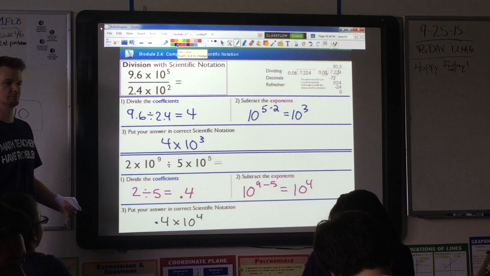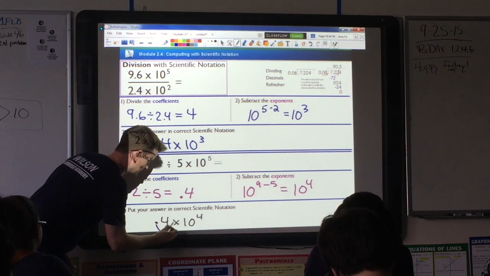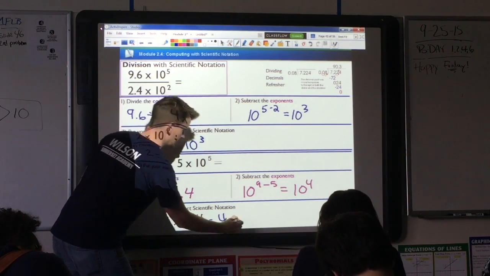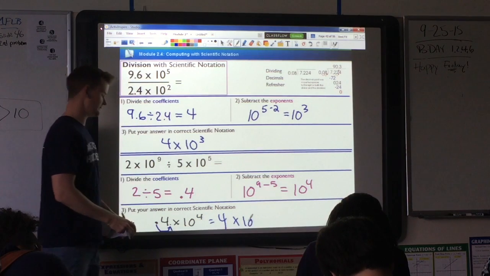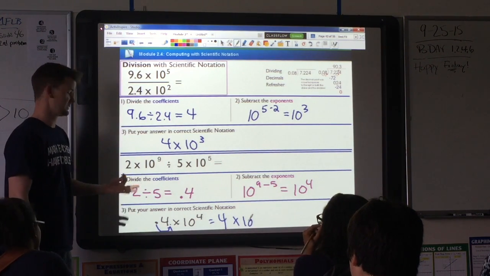So what am I going to do? You're going to move the decimal point to the right. I'm going to move the decimal how many times? 1 time to the right. Boom! And that's going to give me 4. Okay, that works. 4 times 10. But keep in mind, if I move my decimal, I must change my exponent.